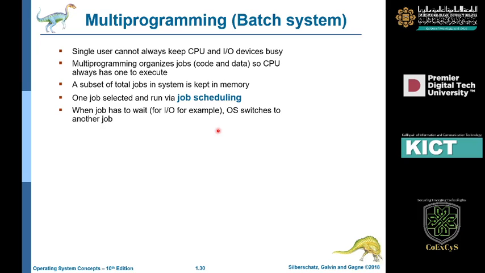So a subset of the total jobs in the system is kept in memory, right? Whatever program you have, we call it a job, and it is kept in memory. But we cannot keep the whole program in memory, so we keep a subset of it in memory. Some of these jobs are then selected to run on the CPU, and this selection is done via a scheduling algorithm, which we call job scheduling.